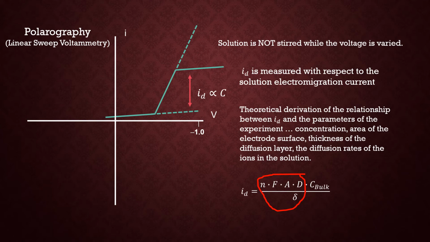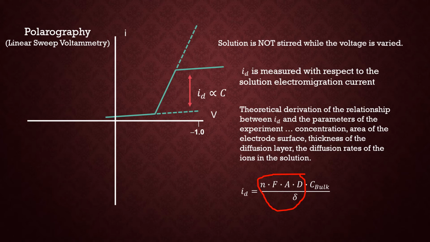This thing we're just going to treat as a constant. We're not going to really care about this. There are various derivations. There's something called the Ilkovich equation, which is a very detailed representation of all the parameters that affect the diffusion current. I leave you to look that up in the textbook. It's not really important for our purposes.